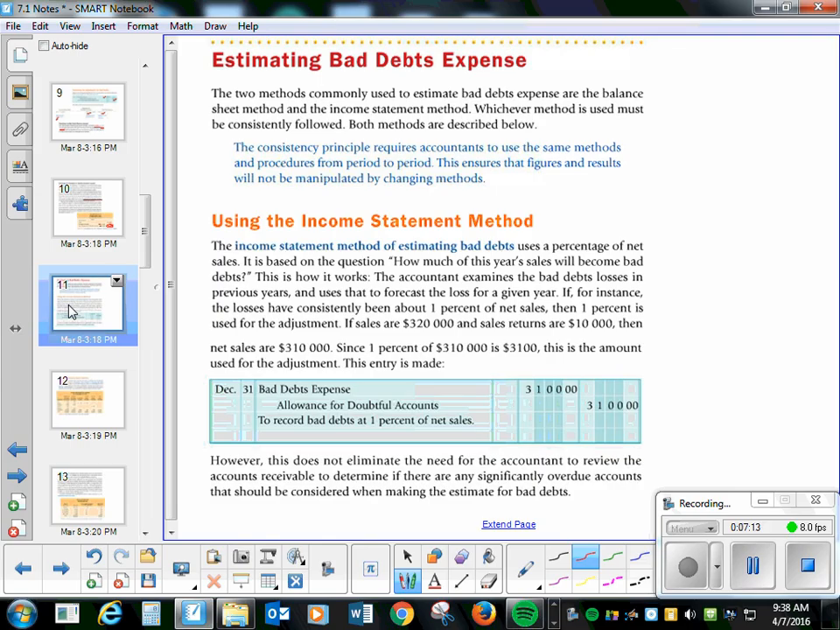If sales are 320,000 and the sales returns are 10,000, the net sales is 310,000. Since 1% of 310,000 is 3,100, this is the amount used for the adjustment entry, and there's the entry made there. However, this does not eliminate the need for the accountant to review the accounts receivable to determine if there are any significantly overdue accounts that should be considered when making the estimate for bad debts. There could be more, so they have to double check that.